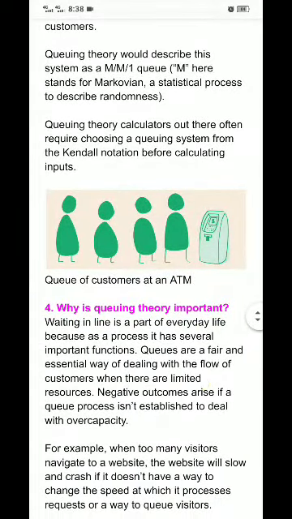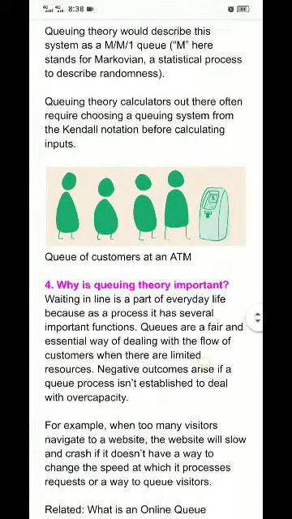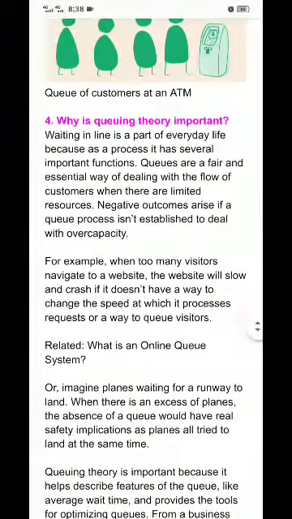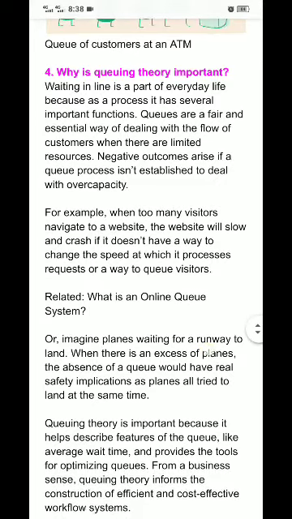So why is queuing theory important? Waiting in line is a part of everyday life because as a process it has several important functions. Queues are a fair and essential way of dealing with the flow of customers. When there are limited resources, negative outcomes arise if a queue process isn't established to deal with overcapacity.